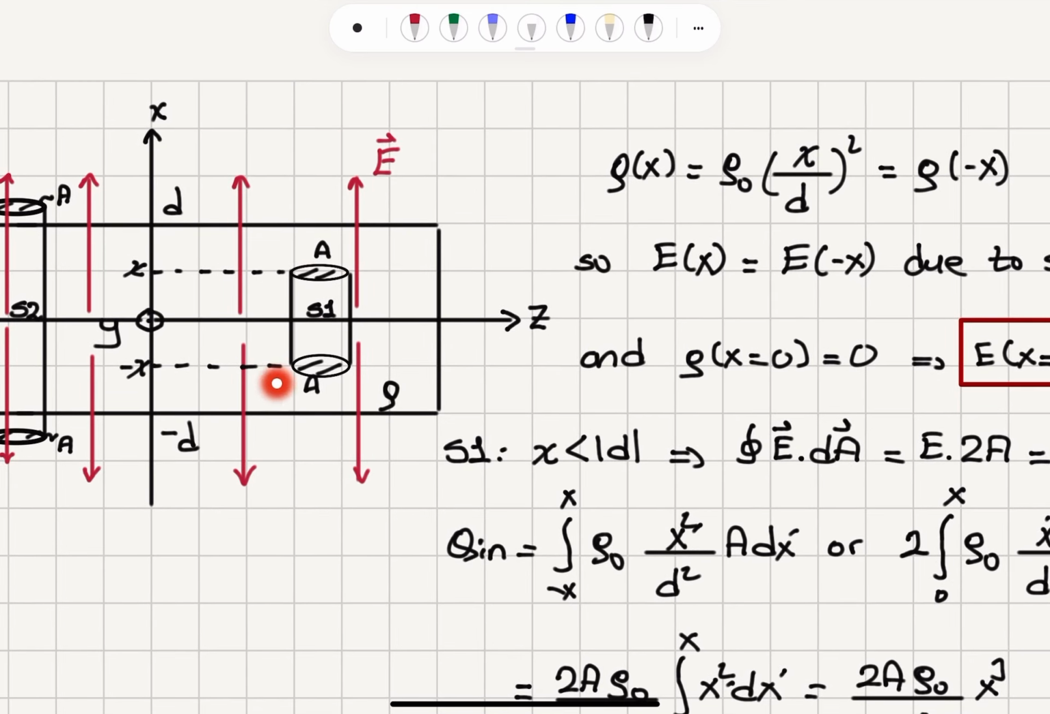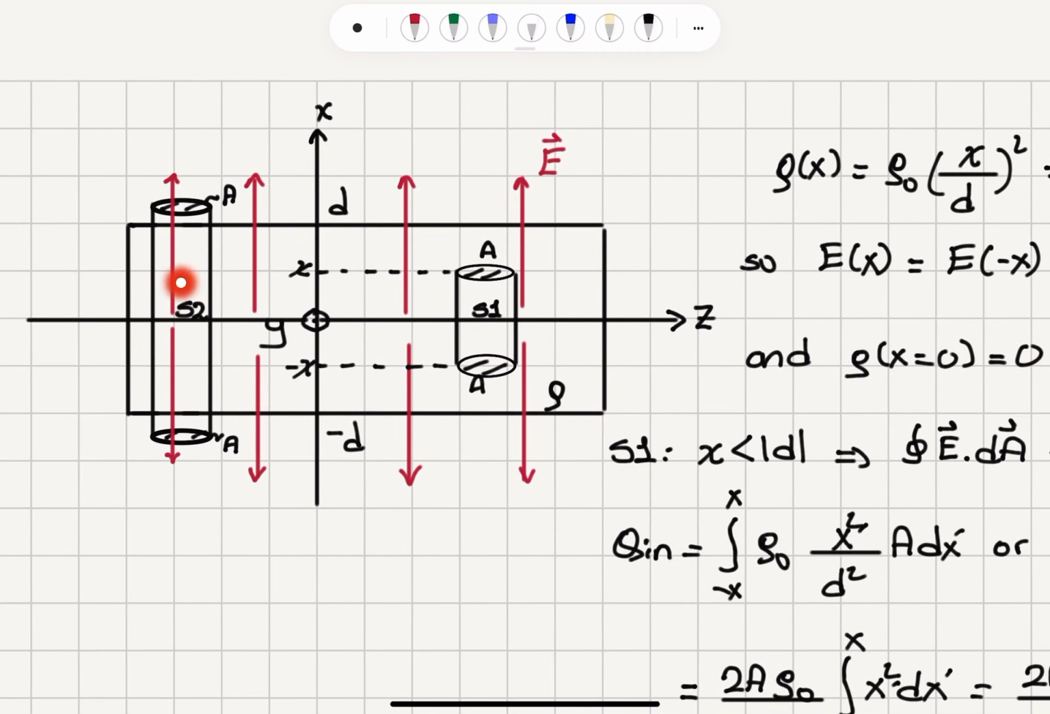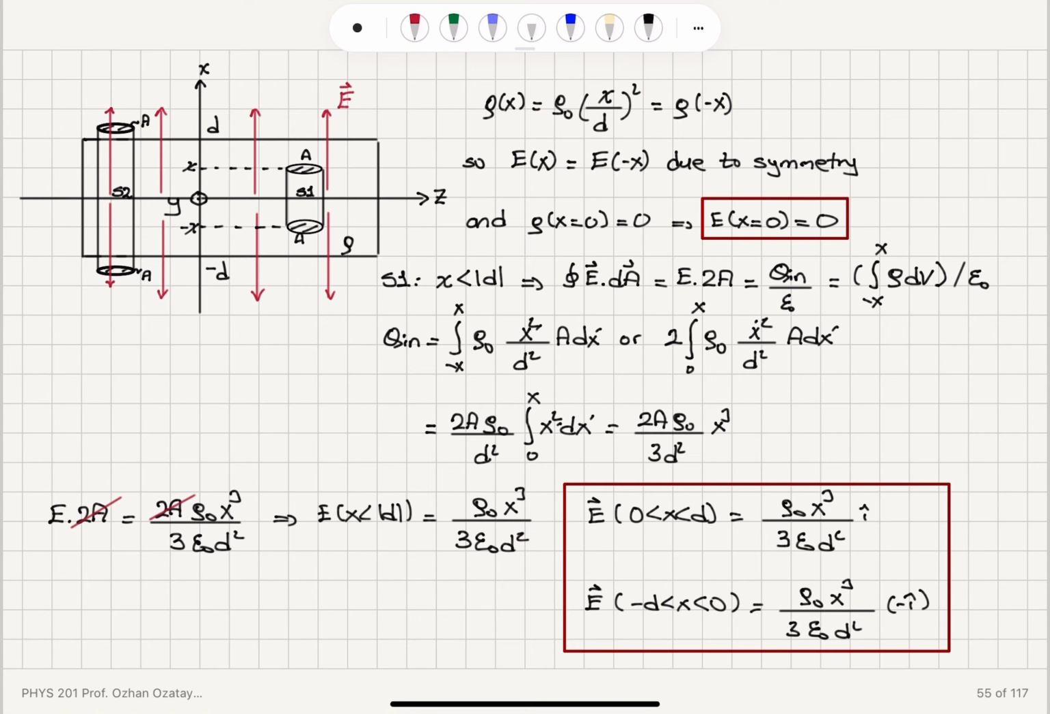Now, for x less than the absolute value of d, I consider Gaussian surface S1. For x greater than the absolute value of d, I consider S2. For both of these surfaces, since the electric field lines should be parallel to the x-axis, and they should have the same value on the top and bottom surfaces of this symmetric cylinder that I have picked here, the closed surface integral of E dot dA must be equal to 2E times A. There is no contribution from the side surface. The area vector there is perpendicular to the electric field vector. And according to Gauss's law, that is the charge enclosed divided by epsilon 0. So my task is to find the charge enclosed by this Gaussian surface.